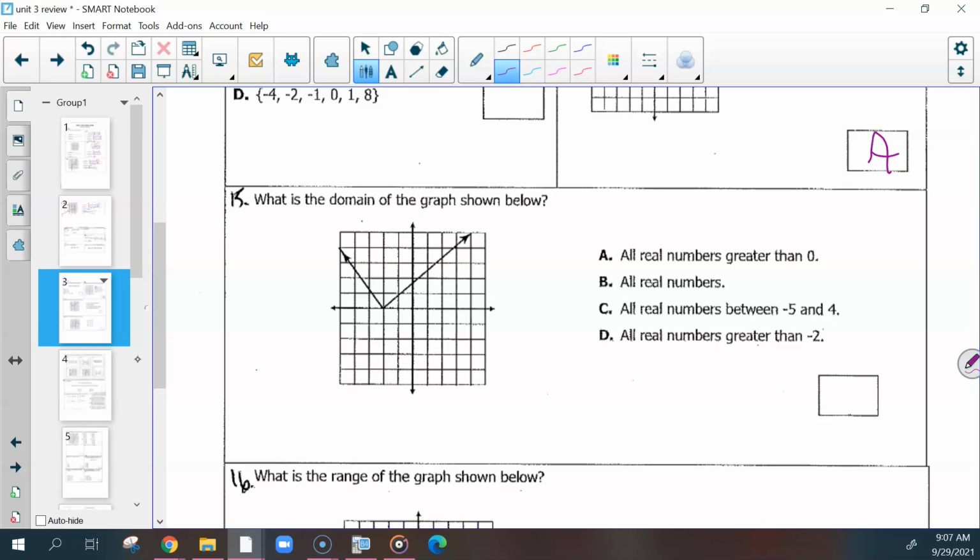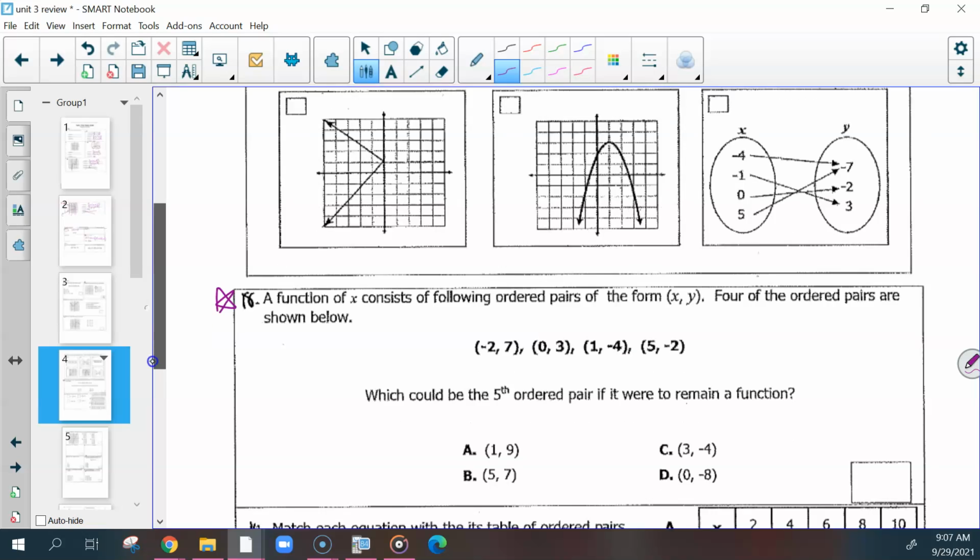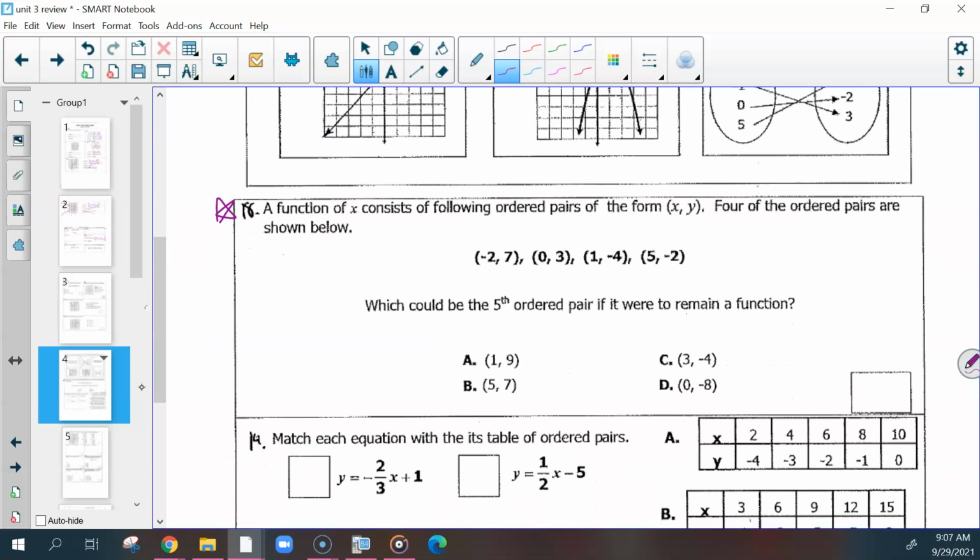We're gonna skip to the next page, and skip down to 18. For number 18, it says a function of x consists of following order pairs. I think it should say of the following. Anyway, order pairs of the form xy. 4 of the order pairs are shown below. Which could be the 5th order pair if it were to remain a function? So which of these could we add to this and it still be a function?